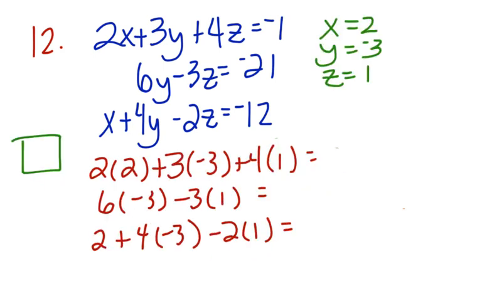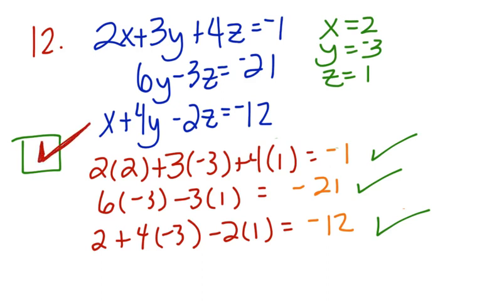Okay, remember that we're going to check this, so very quickly with your calculator if you need to. It's probably just as fast with your calculator with this many numbers, so you can just do 2 times x plus 3 times y plus 4 times 1, and then 6 times, notice you don't have an x right there, so make sure you don't use the 2 on the second one. So 6 times y, and then minus 3 times 1, and then the last one, x plus 4y minus 2z. You get the -1. That works. -21, that's true. -12, that's true. So now we're going to put our check mark in our box because we have verified, guaranteed correctness.